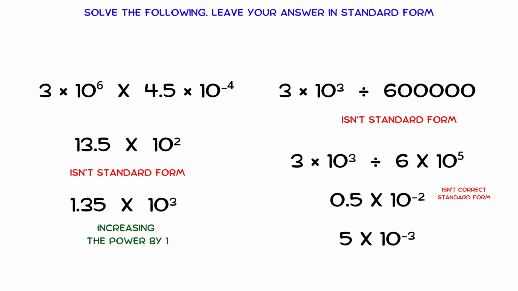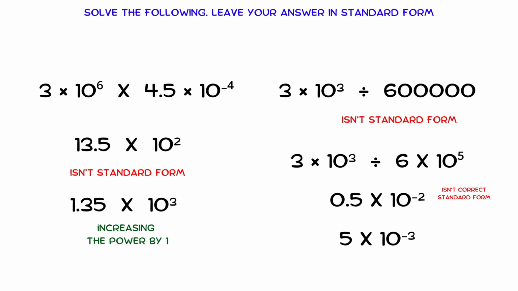Next, we're going to want to rewrite out the question, and because we're dividing, we want to divide the front numbers, so 3 divided by 6, which is 0.5, and subtract the powers, so 3 minus 5, which is negative 2. This gives us 0.5 times 10 to the power of negative 2, but again, this isn't correct standard form because 0.5 isn't between 1 and 10.